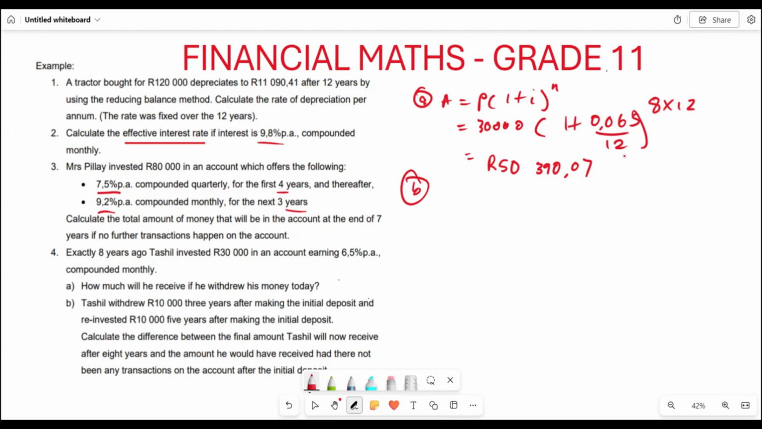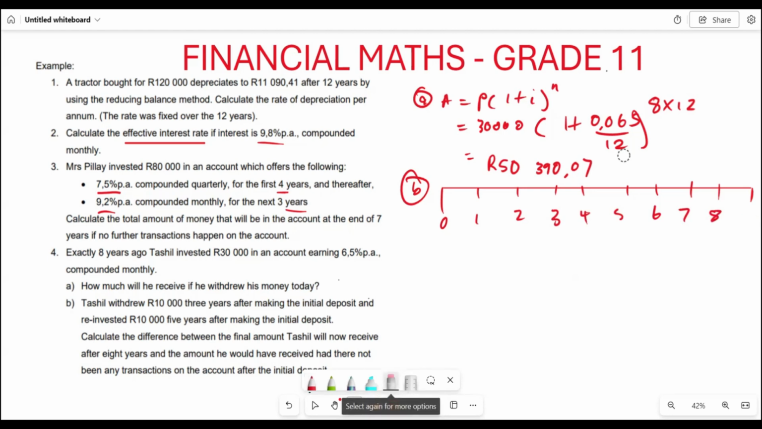So what is it that they actually want us to do from here? They want us to find out what the difference is going to be. So in this particular case, let me use the number line so that we can understand this scenario. This is up until year number 8, right? So this is year 0, year 1, year 2, year 3, year 4, year 5, year 6, year 7, year 8.